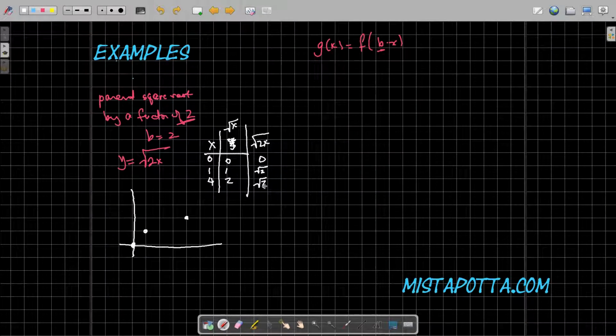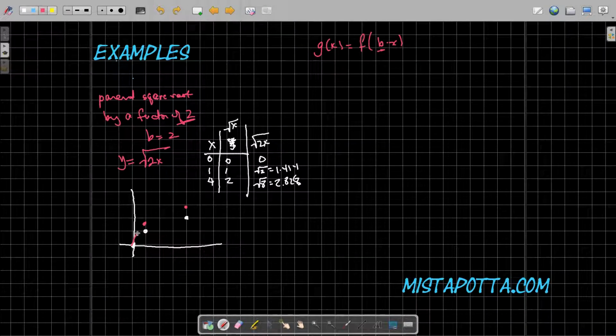This ends up being the square root of 8, which is about 2.828. This is about 1.414. So what's happening is that when I go over 1, I'm actually going up 1.414. So I'm actually ending up here. Similarly, when I go over 4, I'm actually up 2.828. I'm actually up over here.